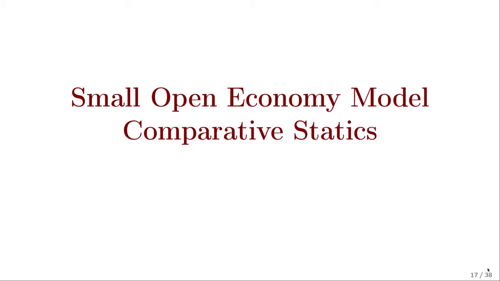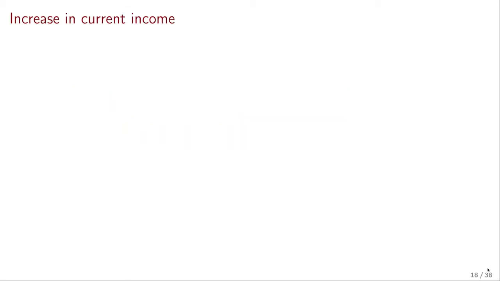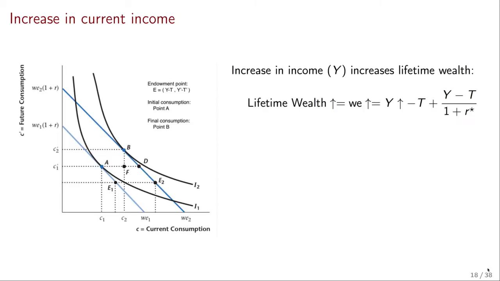Let's go into the first one. So this is what happens when there is an increase in current income. And we can see this both in the algebra and in the graph. When there is an increase in current income, there is an increase in lifetime wealth. And as lifetime wealth increases, the budget constraint of the consumer is being pushed outwards. We can see this in the graph from the movement from the light blue line outwards to the dark blue line. This change in lifetime wealth generates an income effect for consumers.